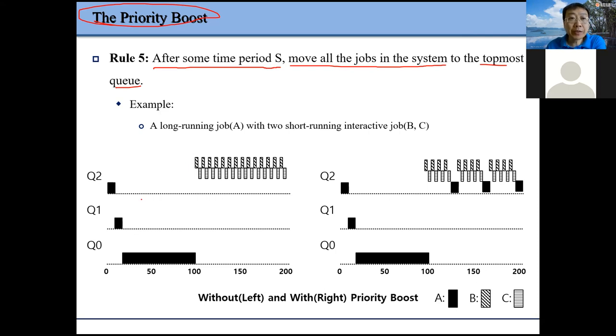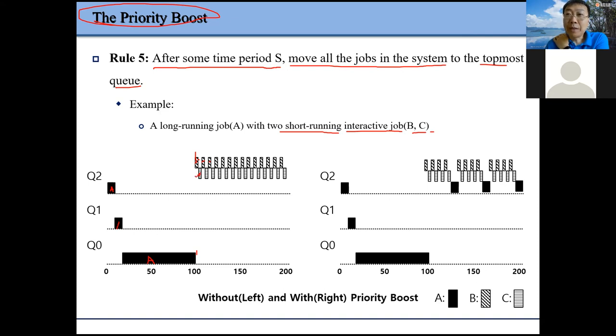Okay, so in terms of starvation, you can see it's very possible. Suppose we have two short running interactive jobs, B and C here. You can see B and C here, right? When A runs, uses up its time slice and goes to the bottom, then B and C enter the system. So after we run B for, for example, 1 millisecond, B gives up the CPU because B needs to do an IO operation, okay? Then C is on the queue. So C will be scheduled in a round robin manner, right? C will be scheduled to run.